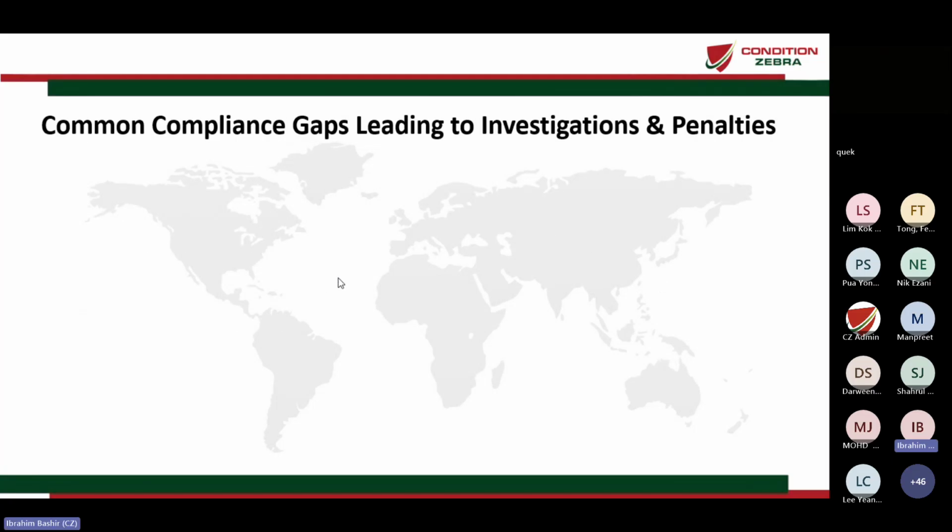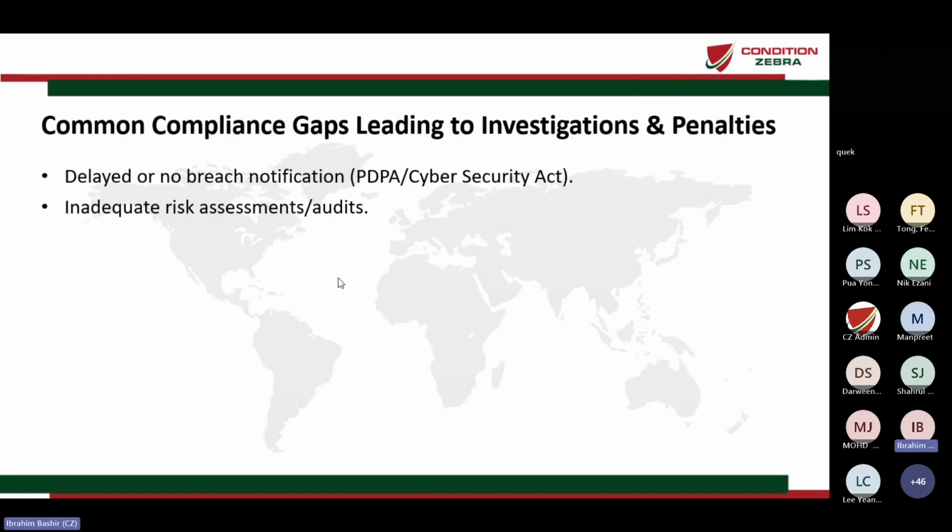So those compliance gaps that happen and the penalties that result. Of course, a delay or no breach notification. This is actually coming from PDPA, the Cybersecurity Act. If you didn't notify when there's a breach, or inadequate risk assessment or audit. So the law is very clear. It says you need to do risk assessment annually, audit every 2 years. If you don't do it, this will lead to regulatory losses or penalties.